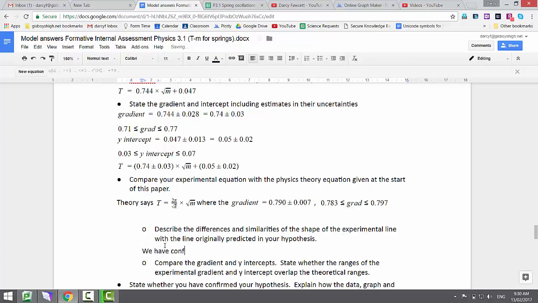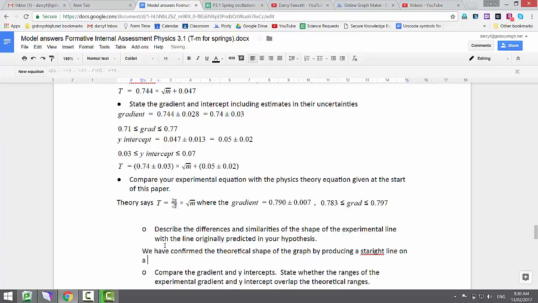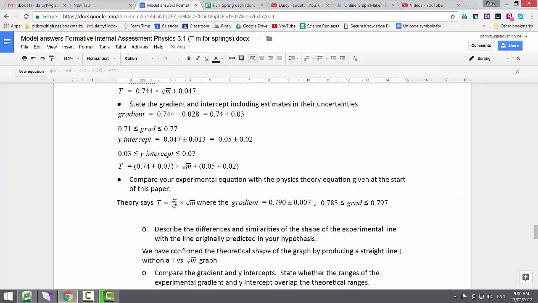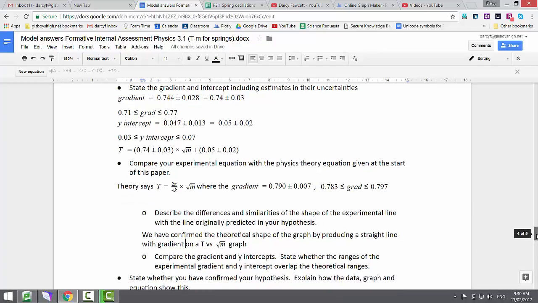We have confirmed the theoretical shape of the graph by producing a straight line on a T versus square root m graph. I could just copy that from there. It's got a positive gradient as well. Okay, so we've confirmed the correct theory. It was meant to be a square root graph, and it was.